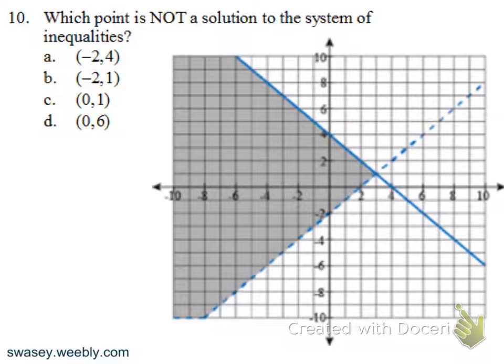Number 10, same graph, but let's go through these points. -2, 4. We're looking for the one that is not a solution. -2, 4 is in the shaded region, so it is a solution. Second one, -2, 1, also in the shaded region, so it's a solution. 0, 1, choice C, is in the shaded region. And then finally 0, 6.